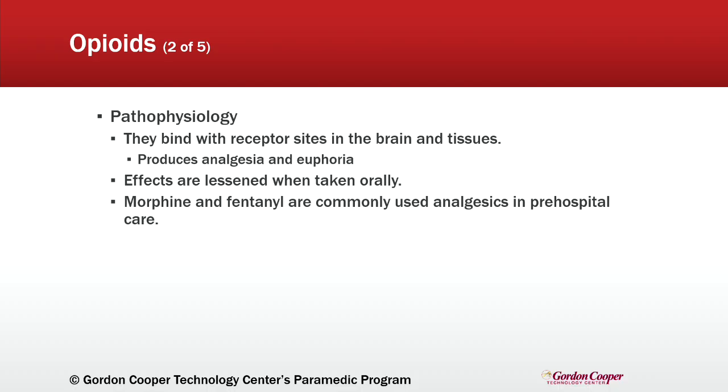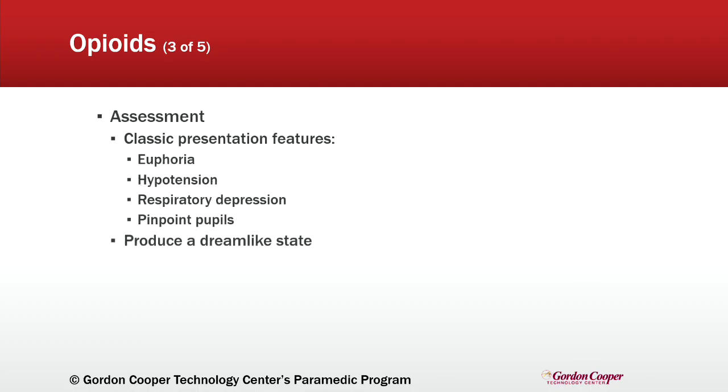That list is changing all the time. We don't see morphine on there as much. We actually see fentanyl, ketamine, and some other things on there just because of their availability and the dosing. Classic presentation of opioid intoxication includes euphoria, hypotension, respiratory depression, and pinpoint pupils.